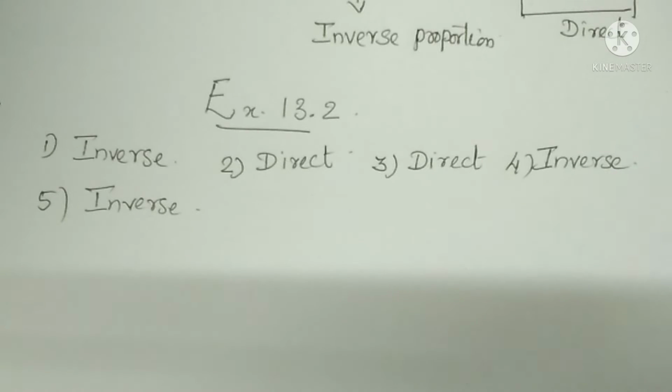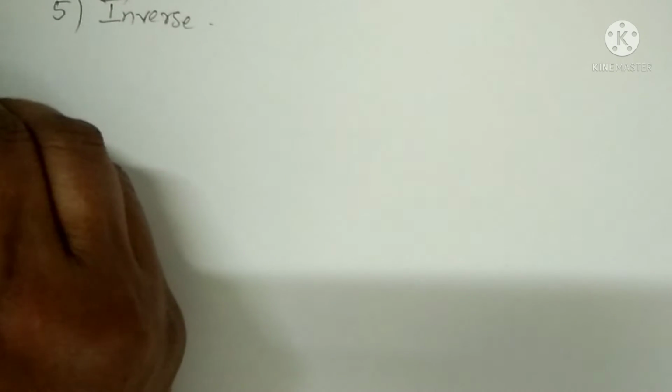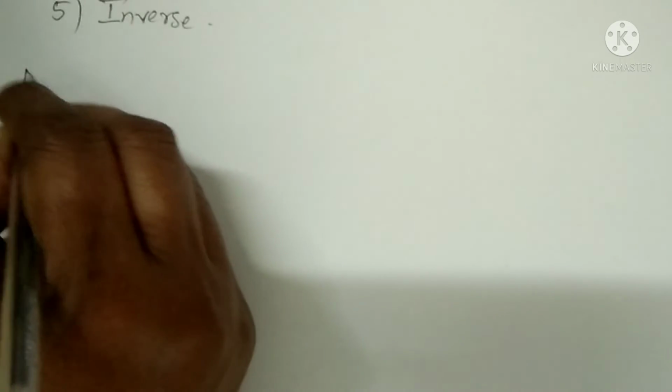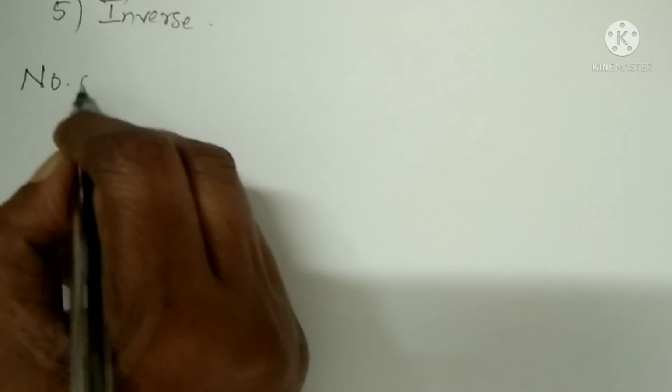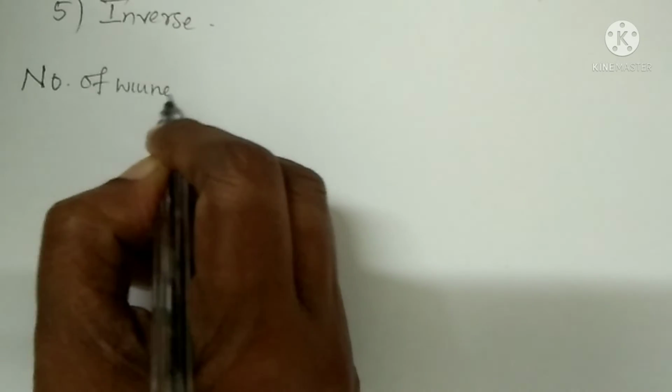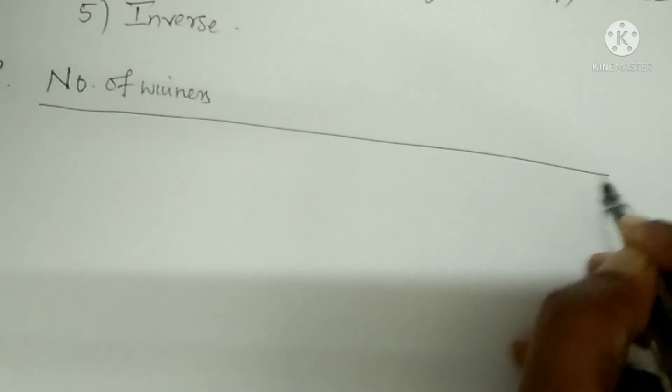Now the next question is, in a television game show, the prize money of rupees 1 lakh is to be divided equally amongst the winners. Complete the following table and find whether the prize money given to an individual winner is directly or inversely proportional to the number of winners. Now let us see the table. The table given has the number of winners on one side and the prize money.